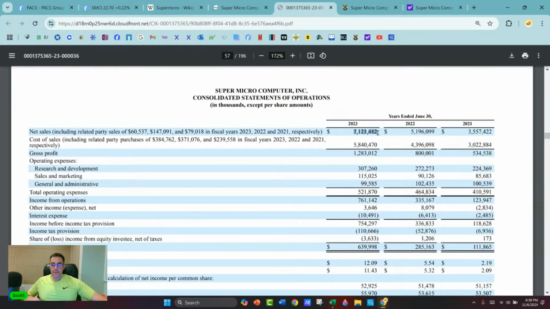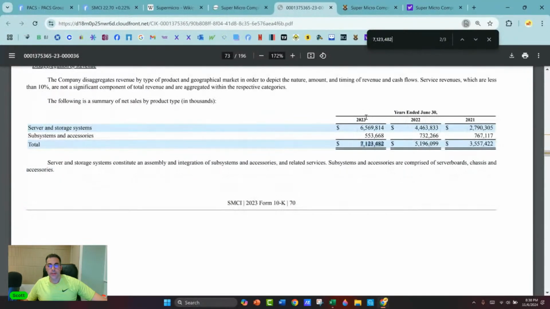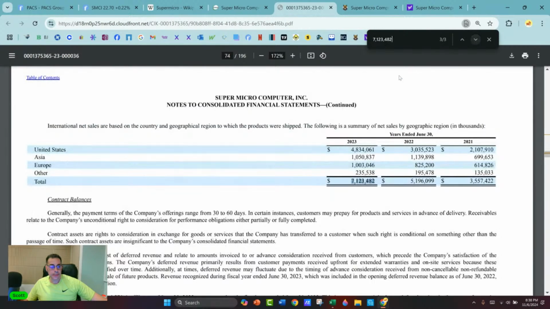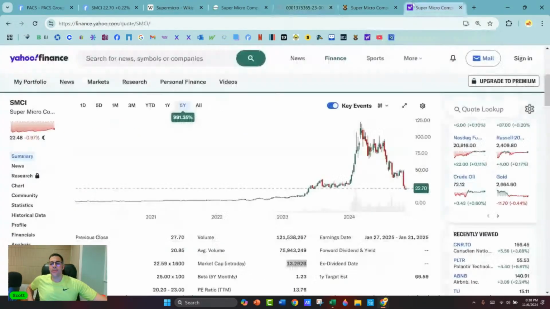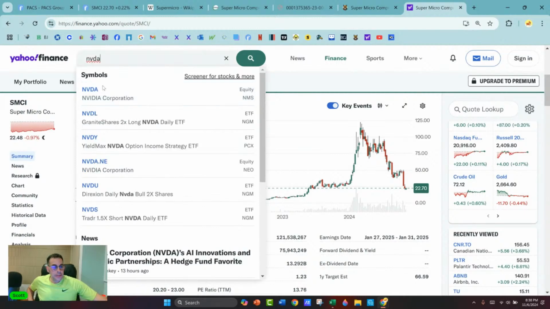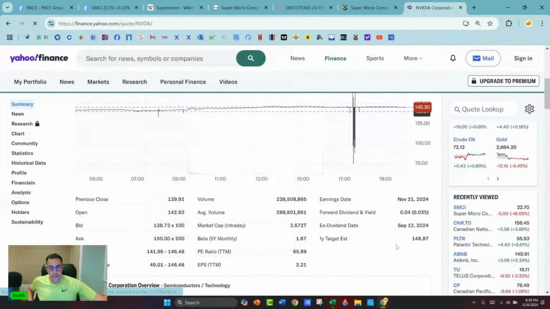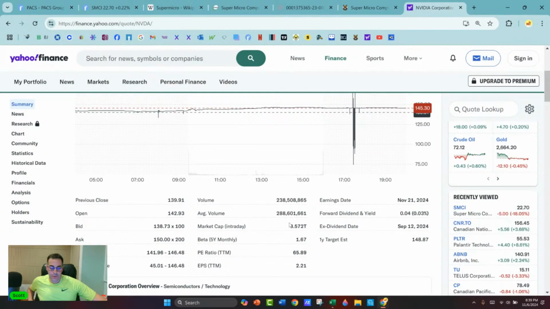So 2023 is 7.1 billion. Most of it is server and storage systems, 6.6 billion, $500 million in subsystems and accessories. They do a lot of business all over the world. US is number 1, but they have $1 billion in Asia, $1 billion in Europe. Yeah, Nvidia, I don't know. It doesn't seem like anything can stop Nvidia. It just keeps going up. It's going to be the first stock to hit 4 trillion.